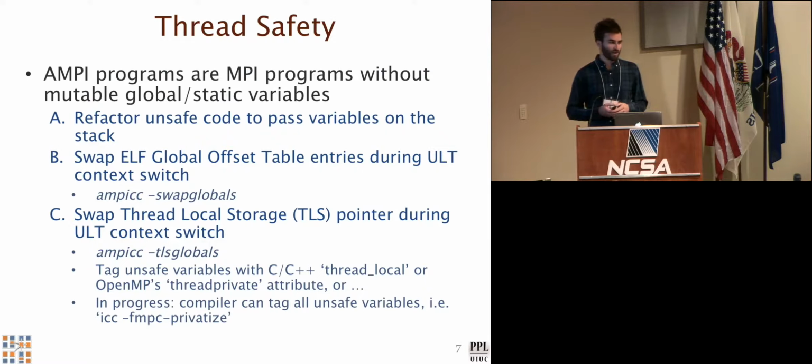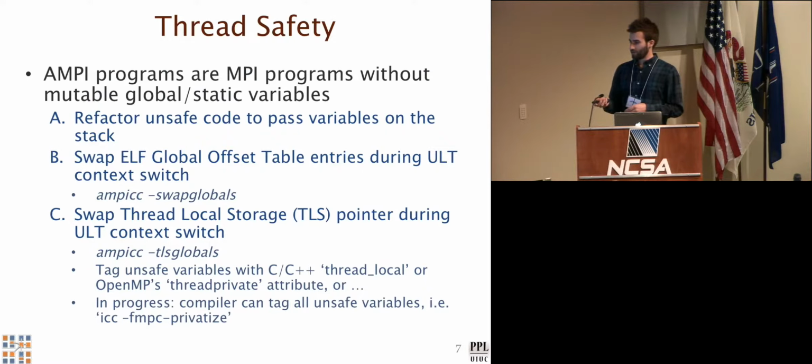A different approach that we're pursuing now is to have the compiler actually do that for us. If you look at the documentation for the Intel compiler, they already have support for something called MPC, which is another kind of threaded MPI implementation. What they've done is built support into the compiler where they automatically tag all of the mutable global variables with the thread local attribute. We're currently implementing the back end to that, and hope that we can pursue that in other compilers as well to automate the transformation of MPI programs to run on AMPI.